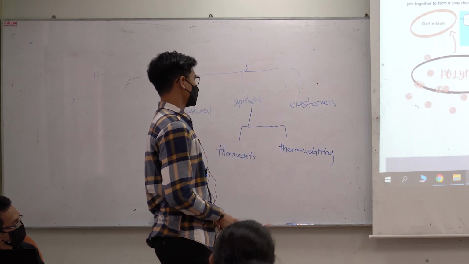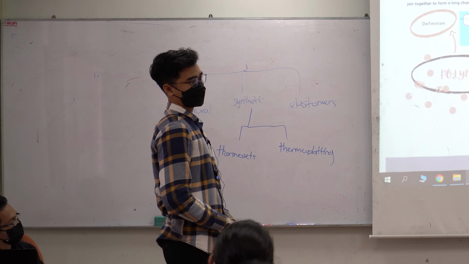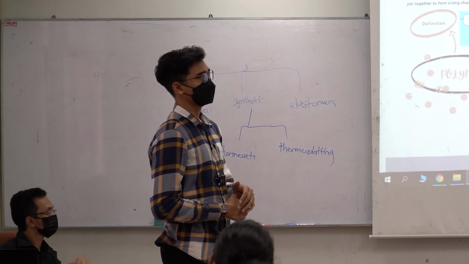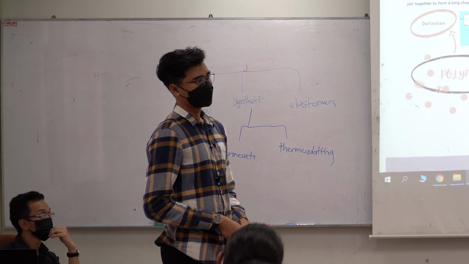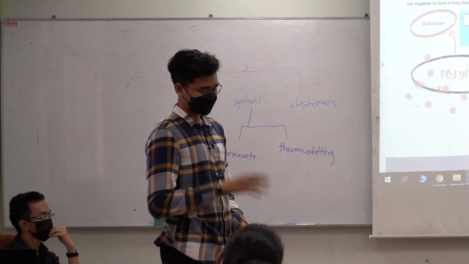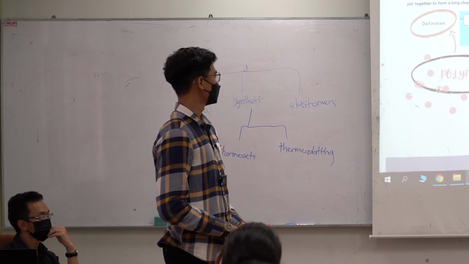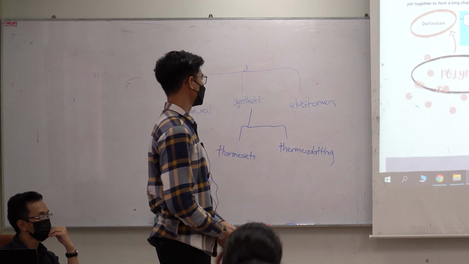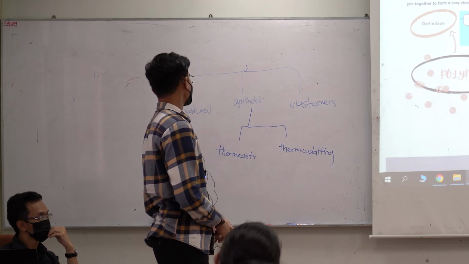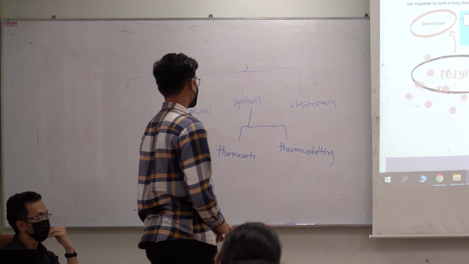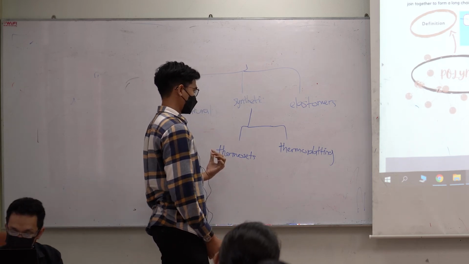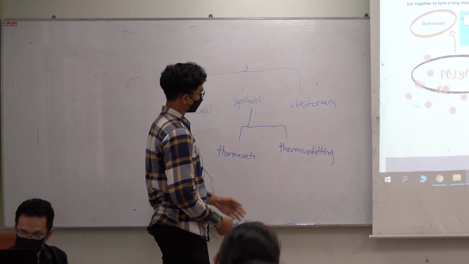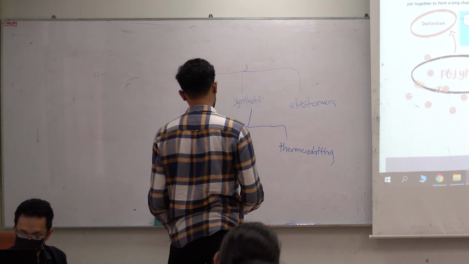For elastomer, usually it is a rubber that we use. The example is neoprene. Neoprene is usually used as our swimming suit. The other one is synthetic. Synthetic is separated into two types: thermoplastics and thermosets.